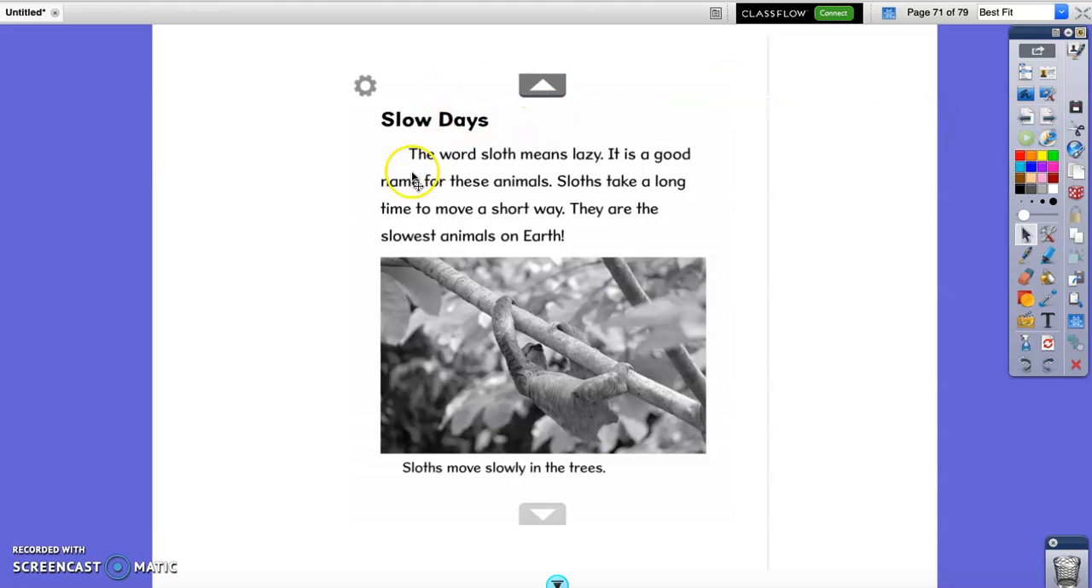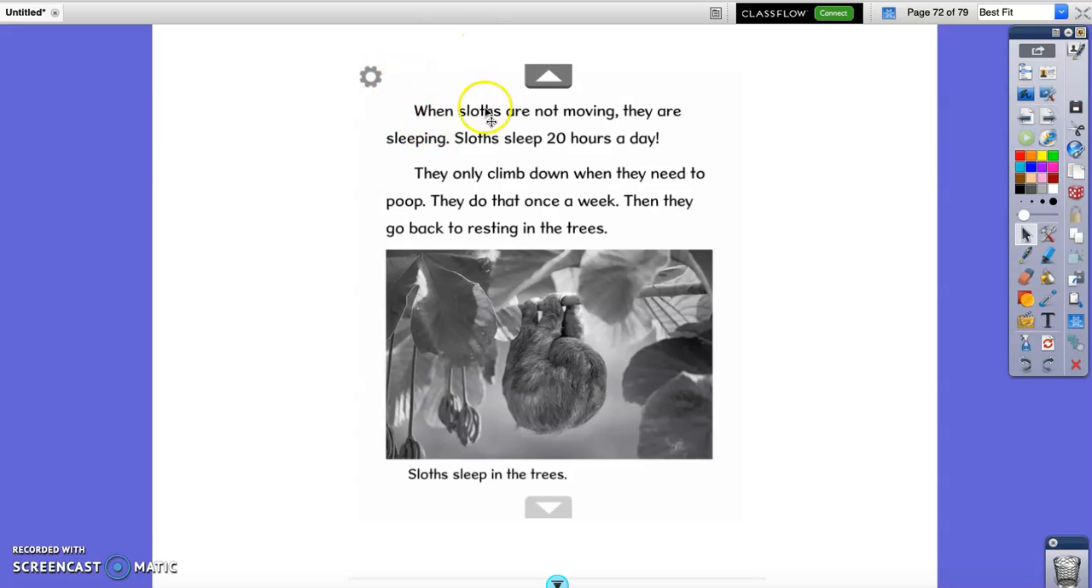Slow days. The word sloth means lazy. So that is what sloth means. That's the meaning behind it. It is a good name for these animals. Sloths take a long time to move a short way. They are the slowest animals on earth. Sloths move slowly in the trees. When sloths are not moving, they are sleeping. Sloths sleep 20 hours a day.